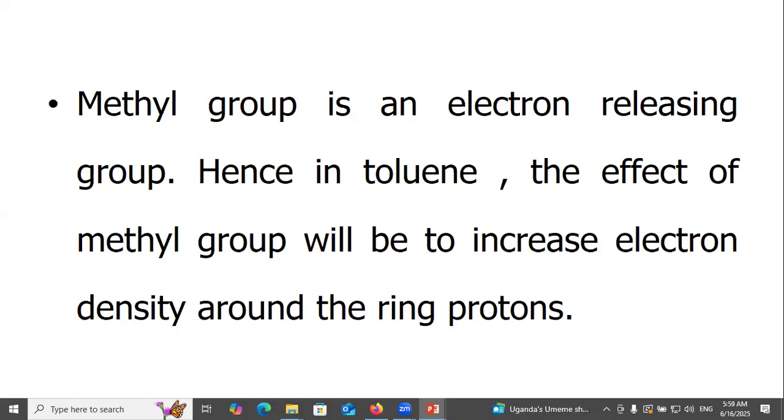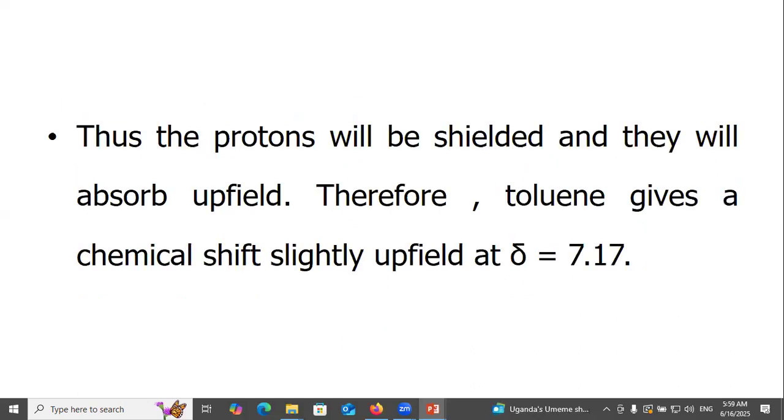be to increase electron density around the ring protons. Thus, the protons will be shielded and they will absorb upfield. Therefore, toluene gives a chemical shift slightly upfield at delta 7.15.